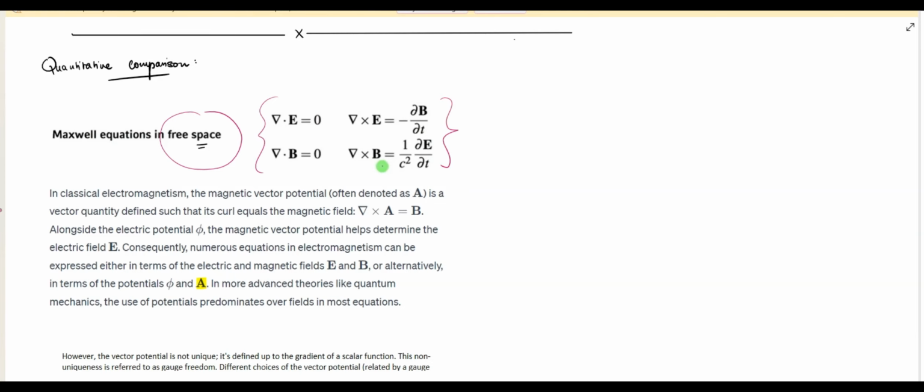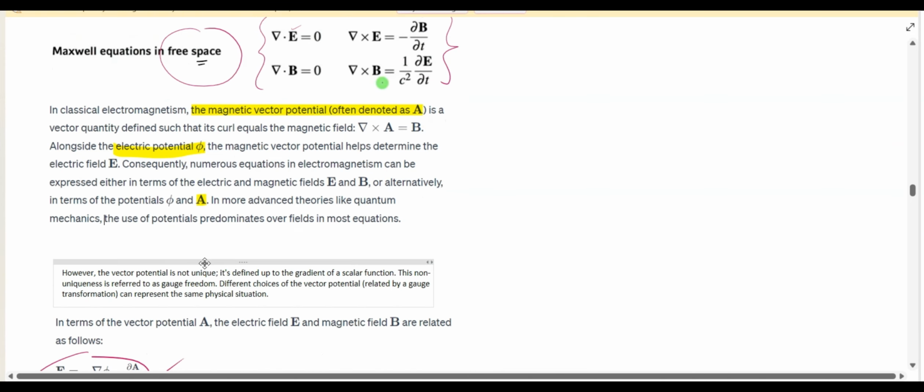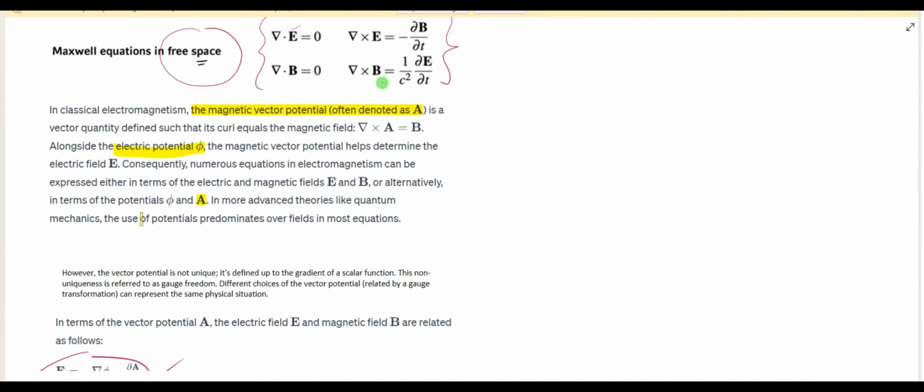These are the four sets of equations which are used to describe the movement of light in free space. Apart from these electric and magnetic fields, we also have what are called the magnetic vector potential A bar and the electric potential phi. Both of these also help us determine how these electromagnetic fields propagate, and numerous equations in electromagnetism can be expressed either in terms of E bar and B bar, or alternatively in terms of the potentials phi and A bar.